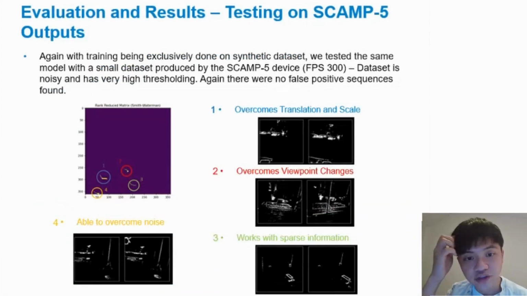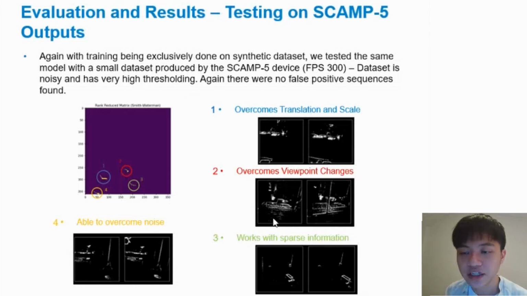The last thing that we tested on is the outputs of the Scan5 device. The Scan5 device is what I talked about at the start, which was what Murad used to implement the BitVO algorithm on. The Scan5 device itself just outputs binary edge maps. And as we can see, our algorithm is able to do most matches within this Scan5 dataset quite well.